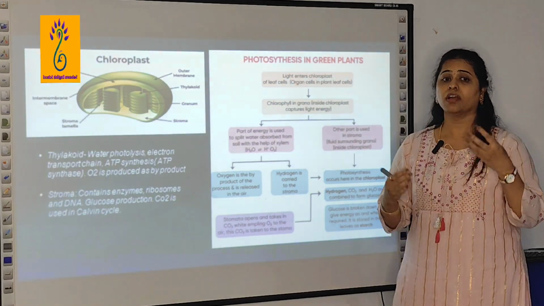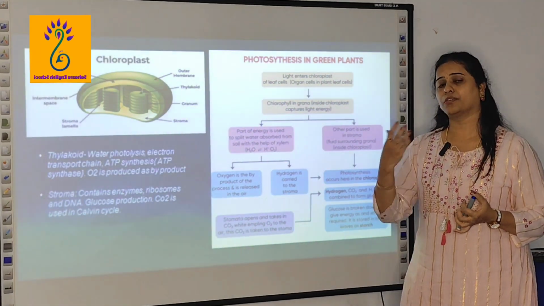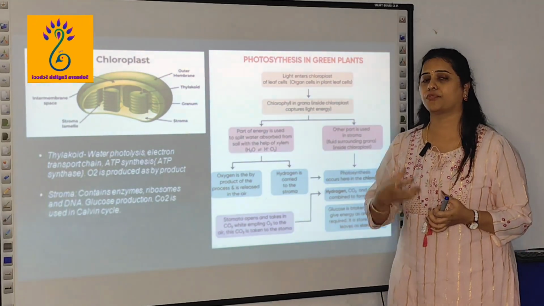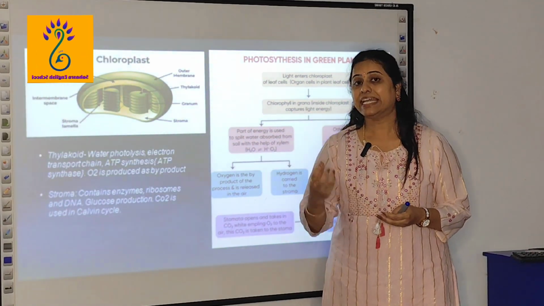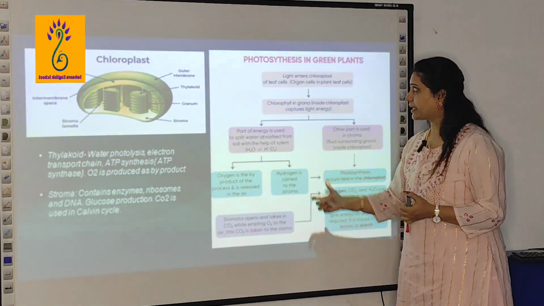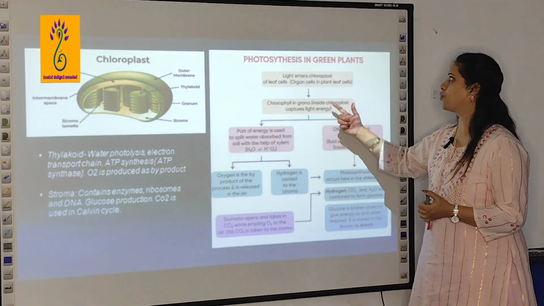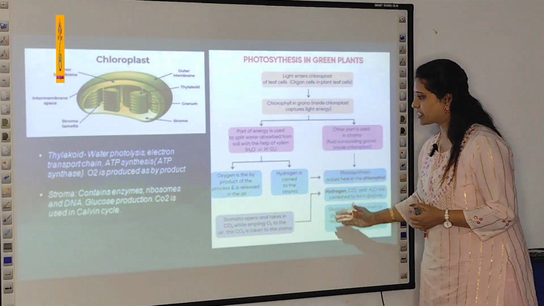First I told you, in human beings, excess of whatever nutrition or food is prepared is stored in the form of glycogen. In plants it is stored in the form of starch. Got it? This is the process of photosynthesis that occurs in green plants. I have explained this in detail.